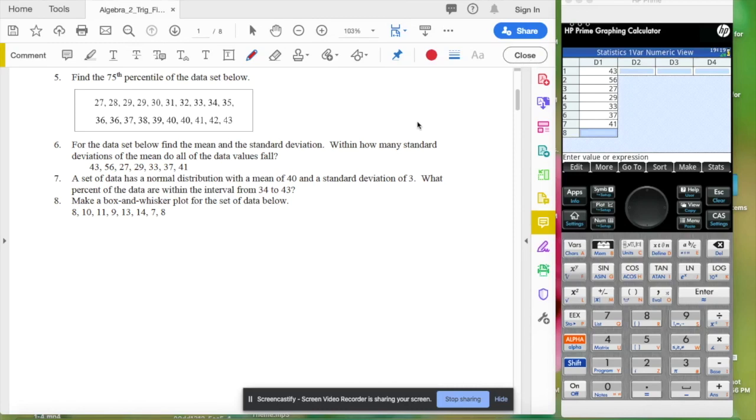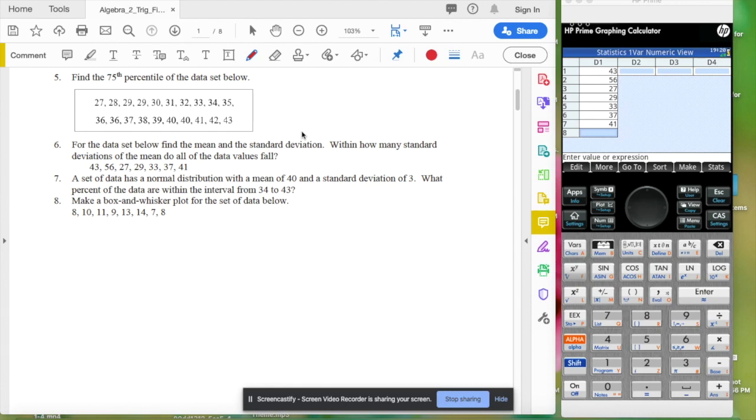All right, guys, so the first thing that we're going to do is number 5, where it says find the 75th percentile of the data below. So the first thing that we're going to do is look at this data and count how many numbers there are. So we got 1, 2, 3, 4, 5, 6, 7, 8, 9, 10. And I believe there's another 10 here. That means that there are 20 total. So we have 20 total numbers.